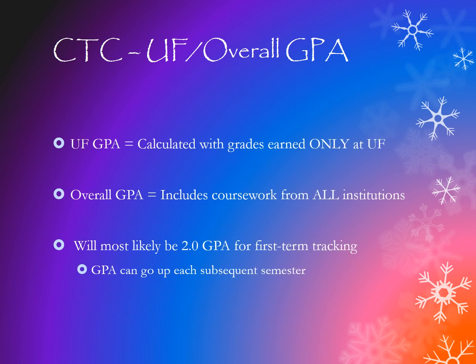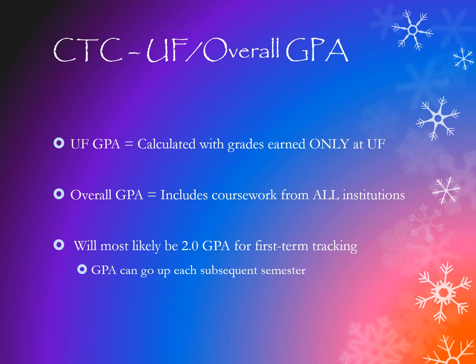So let's talk about critical tracking criteria, the UF overall GPA. So for most of the majors at UF, the very beginning, what we're going to be looking for to be on track from a UF overall GPA standpoint is just going to be a 2.0. The student just has to not be on probation their first term. So this is not something that you have to overly focus on during preview, other than to make sure students understand that their UF or overall GPA can go up each subsequent term depending on the major that they're choosing.